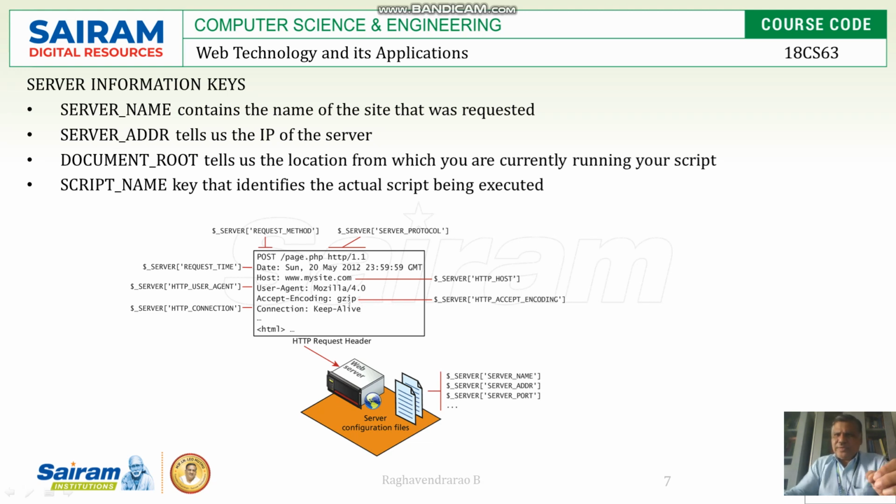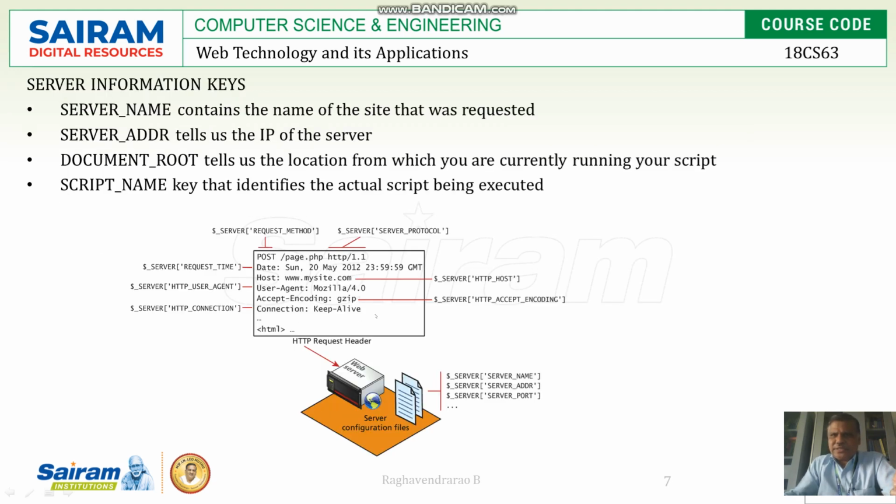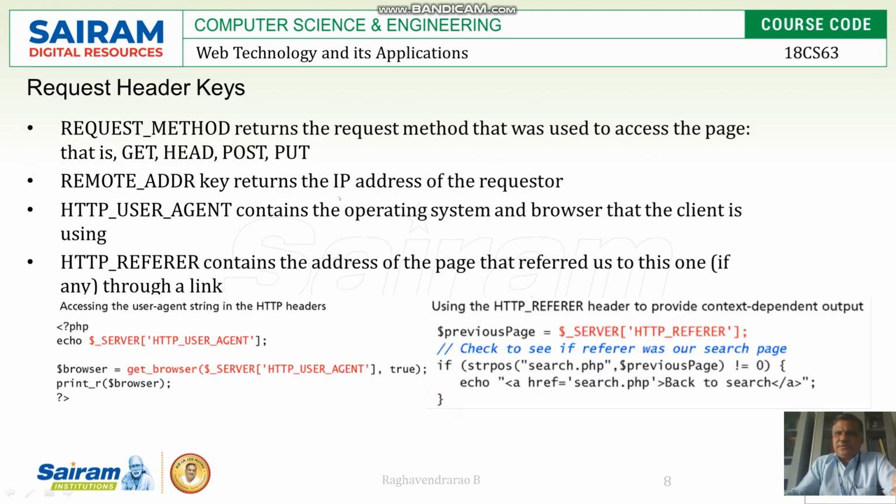So like this, there is so much information that you are able to gather from this. This is server name, server address, server port, all these things you are able to fetch from the server configuration file. So for the request header keys, we are going to have get, head, post, and put. So these things you can use. Remote address, the IP address you are able to get. HTTP user agent, the same thing that was discussed here, the same thing over here also you are going to get. Okay.